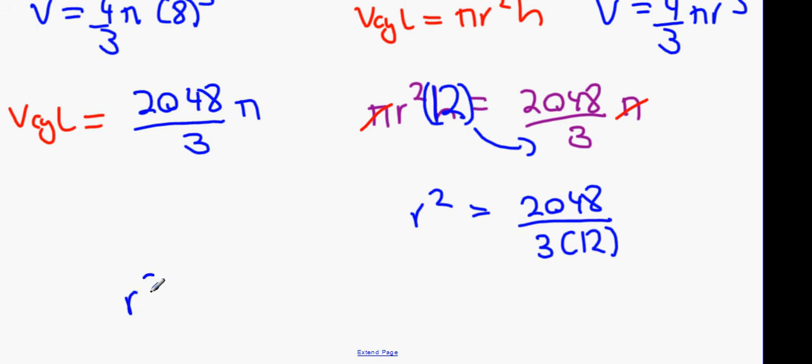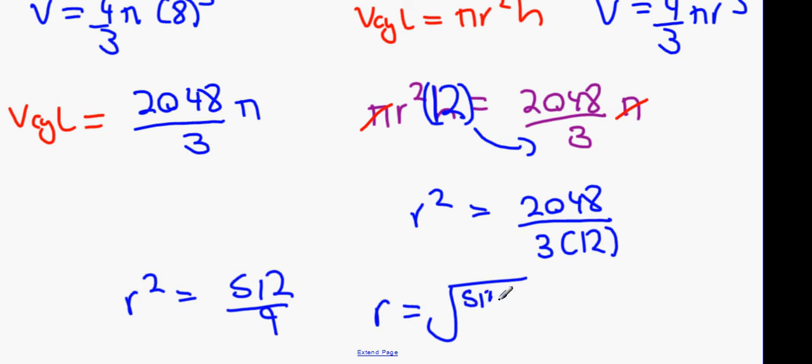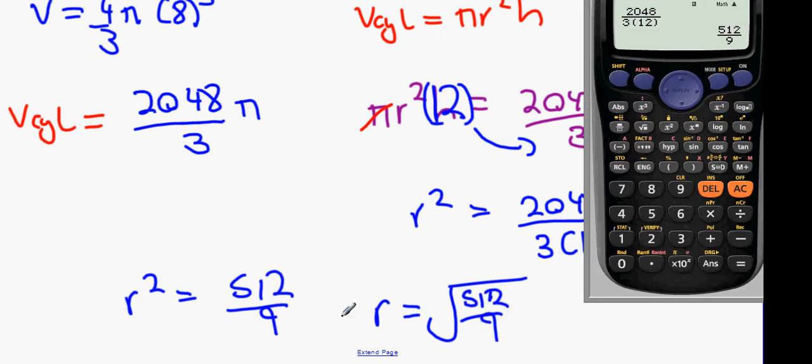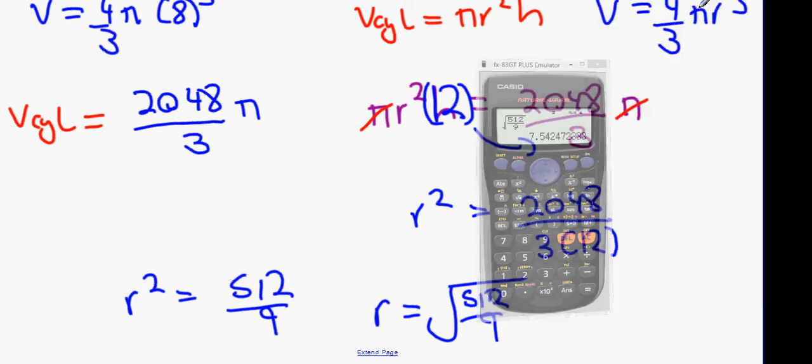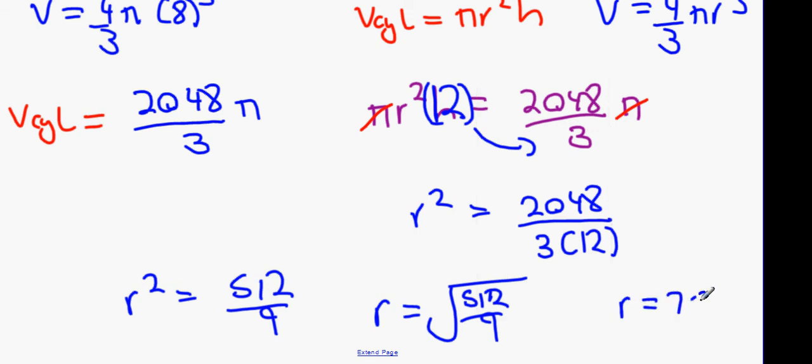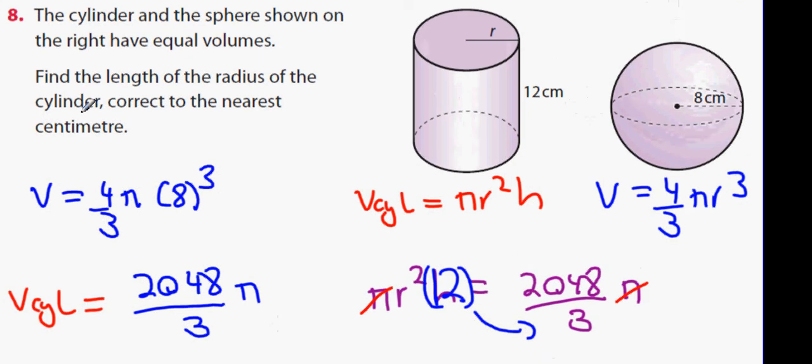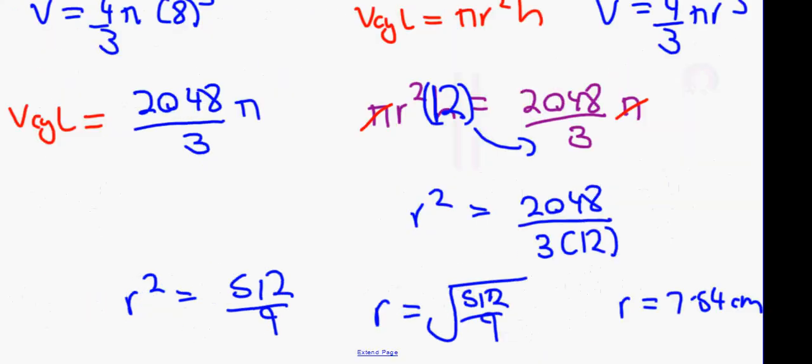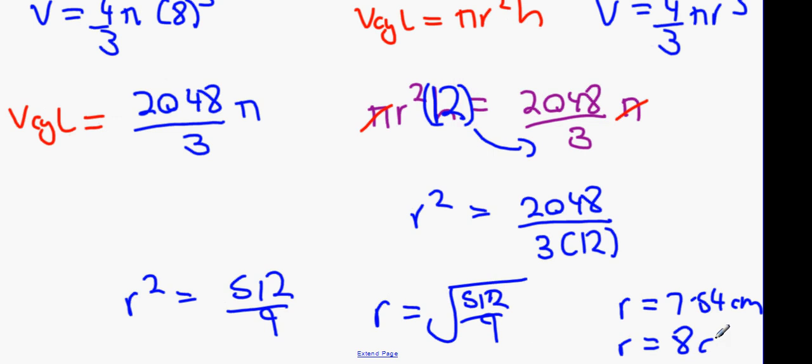Now, r squared equals 512 over 9. R therefore must be the square root of 512 over 9. Square root, bracket, 512 divided by 9. And the answer is, we'll put it in decimals, 7.54. Then we get r equals 7.54. Yeah, but I rounded it up to 8. The question just asks you to round it to the nearest centimetre, and you round it off to 8 centimetres.